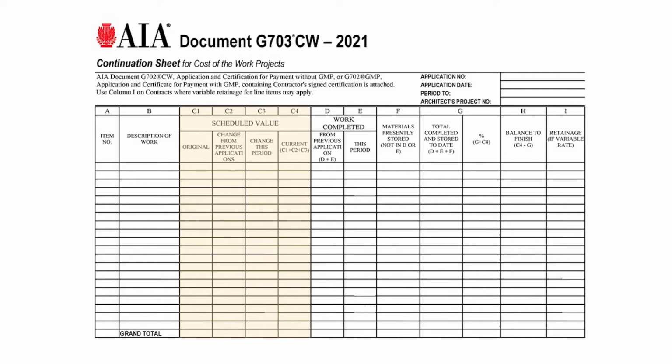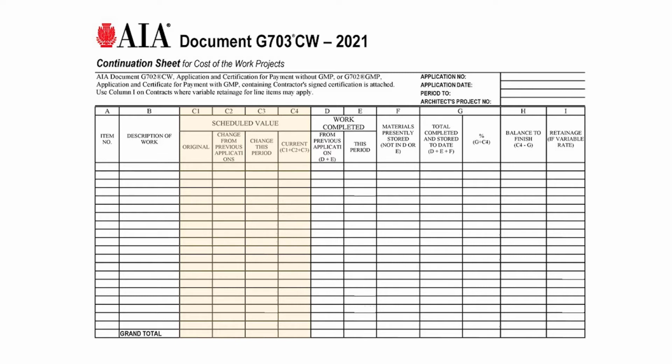So taking a look at the G703 CW, this is the only new G703 document we have. Like we mentioned, it does work with both of the new G702 2021 documents. You'll notice that in the original 1992 version of the G703, it would just have scheduled value under column C. Roger, can I ask you to go through the 3 new columns here, for a total of 4 columns under C? Can you talk through how you're supposed to fill them out?